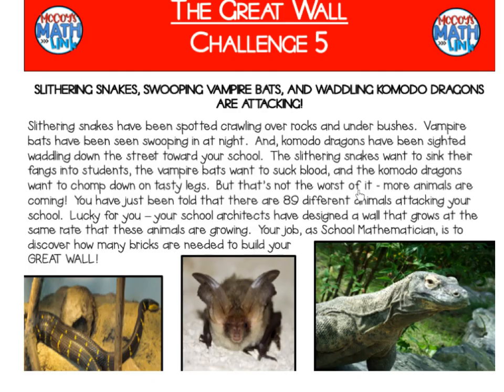But that's not the worst of it, my friends. There are more animals a-coming. You have just been told that there are 89 different animals attacking your school. Lucky for you, your school's architects have designed a wall that grows at the same rate as these animals are growing. Your job as school mathematician is to discover how many bricks are needed to build your great wall. And here they are: slithering snake, vampire bats, and Komodo dragon.